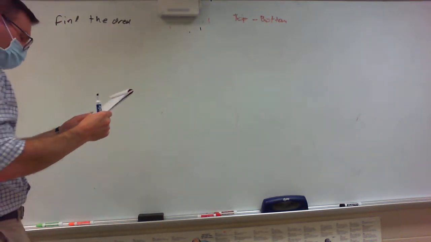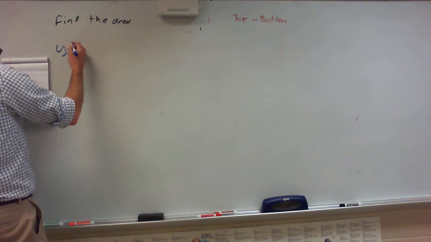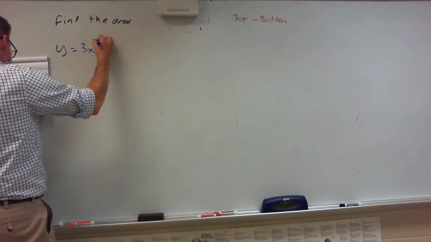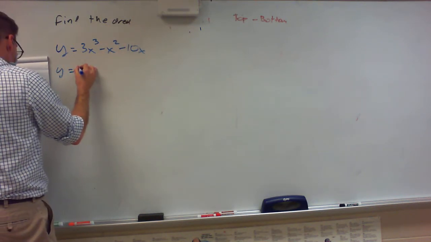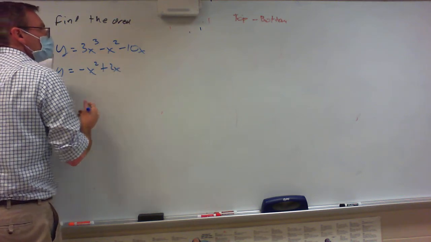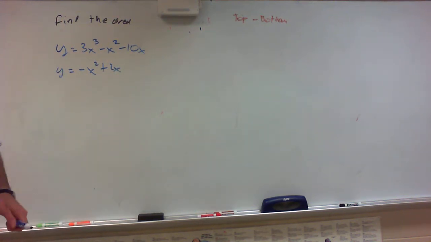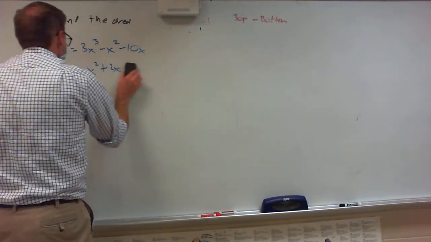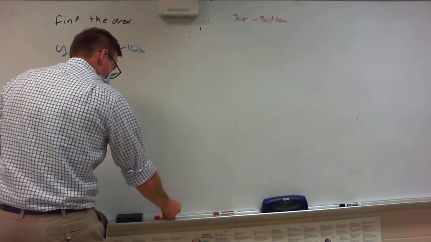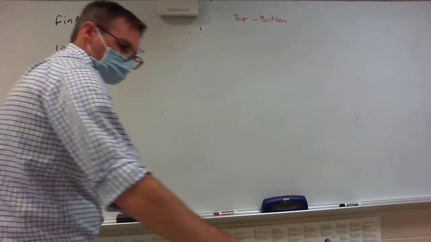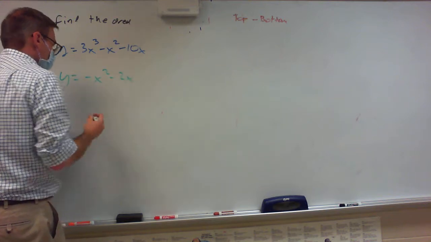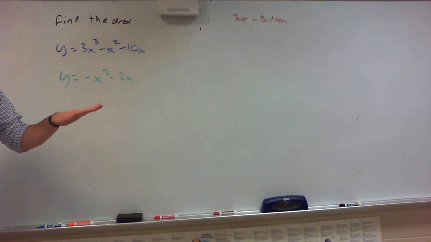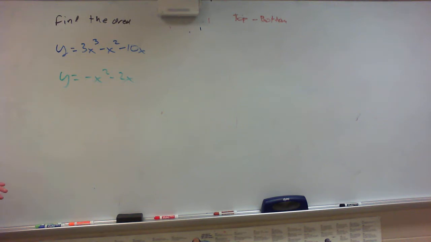I'm going to skip the trig one. So let's do y is equal to 3x cubed minus x squared minus 10x, and y is equal to negative x squared plus 2x. You know what? I need to color code some stuff. Where's my green? There's the green. I just want to color code them, because we can talk about the blue function and the green function.